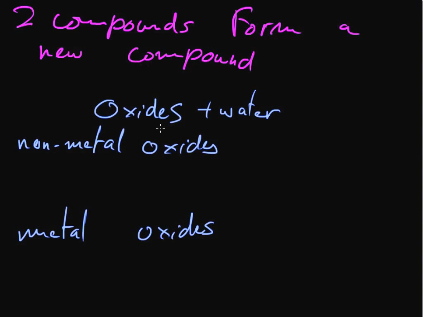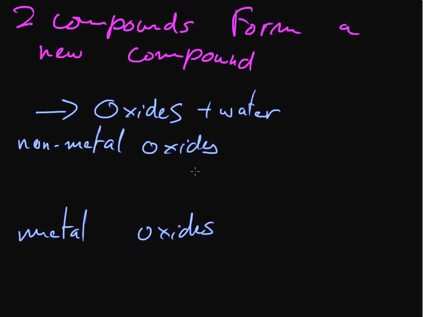The final synthesis that we're looking at is two compounds forming a new compound. Unfortunately, in chemistry, there are so many different kinds of reactions possible with two compounds. Compounds could mean any kind of possible compounds out there. There's so many, and there are different ways of predicting it. For this class, I'm going to focus on oxides reacting with water.